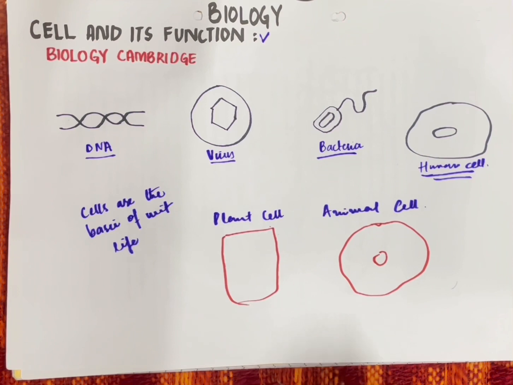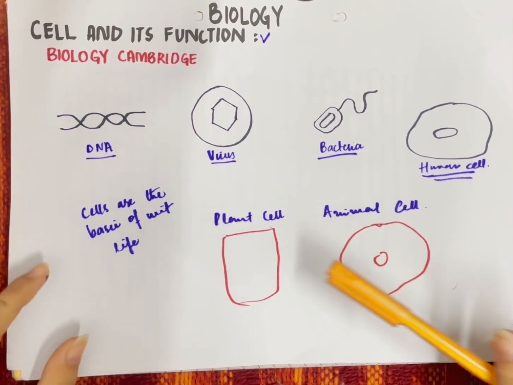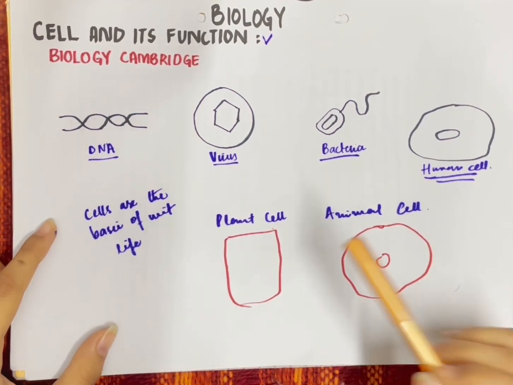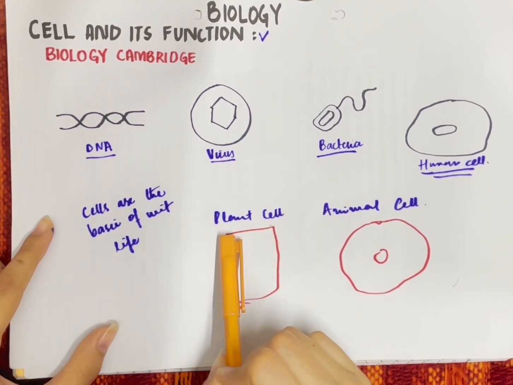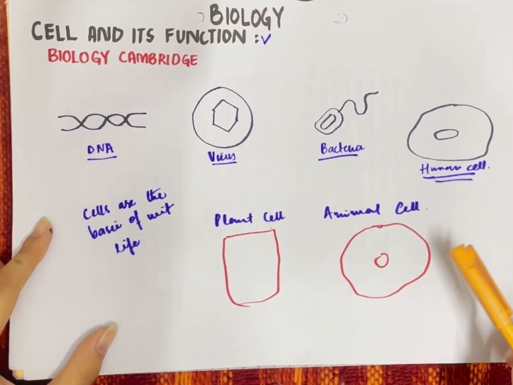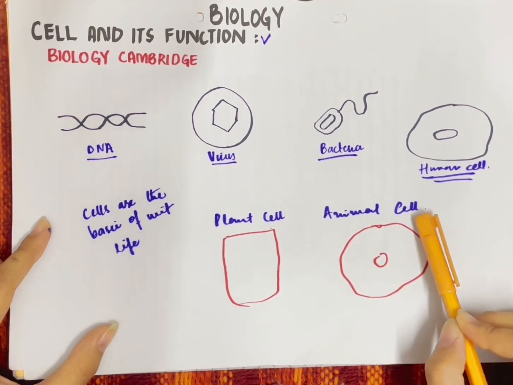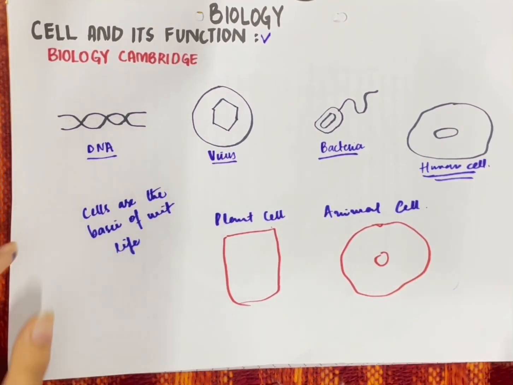So this is a major difference when it comes to the structure of an animal cell and a plant cell. Plant cell consists of a cell wall due to which it has a very rigid and a proper structure, whereas animal cell lacks a cell wall, thus it does not have a proper structure and it is mostly dispersed.